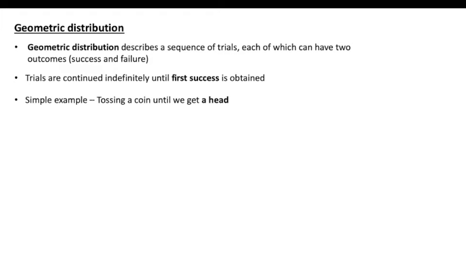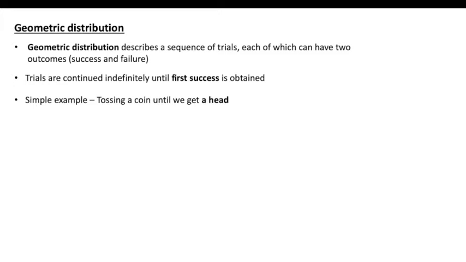Geometric distribution describes a sequence of trials, each of which can have two outcomes, success or failure. You can have only two, one is success or one is failure. Trials are continued indefinitely until the first success is obtained. Okay, I'll explain this in a bit. A simple example is tossing a coin until we get a head. This is what we mean by trials are continued indefinitely.